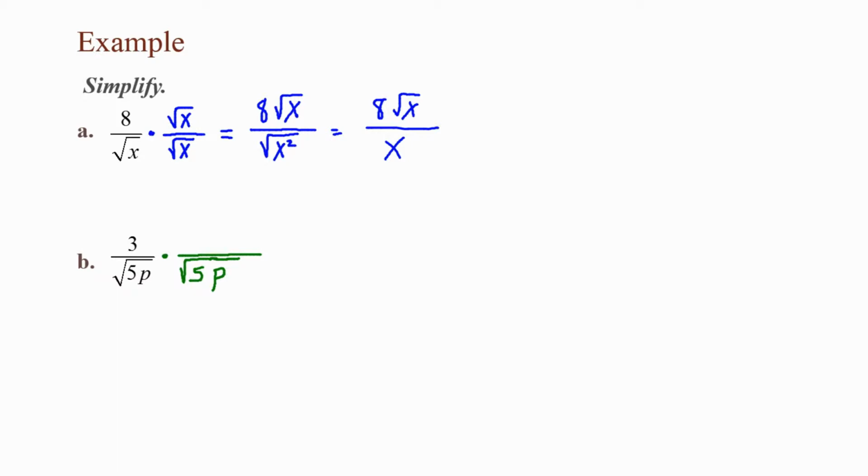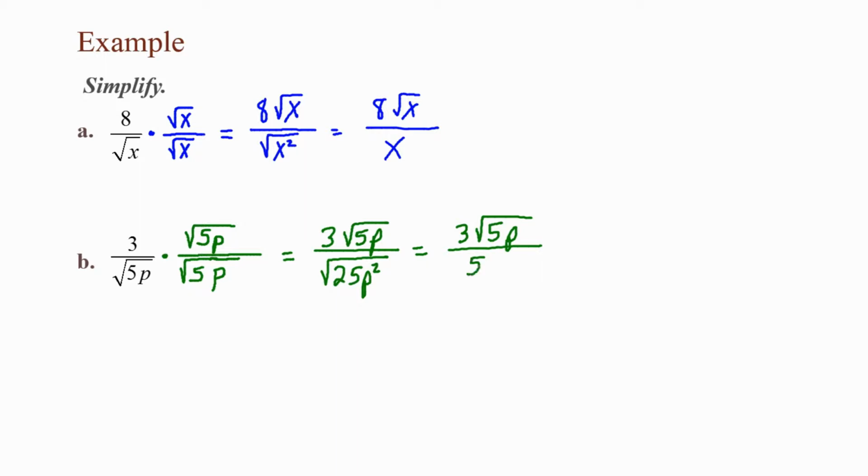Which means to rationalize my denominator, I need to multiply both top and bottom of this fraction by the square root of 5p. That equals 3 square root of 5p divided by the square root of 25p to the second, which equals 3 square root of 5p divided by 5p.